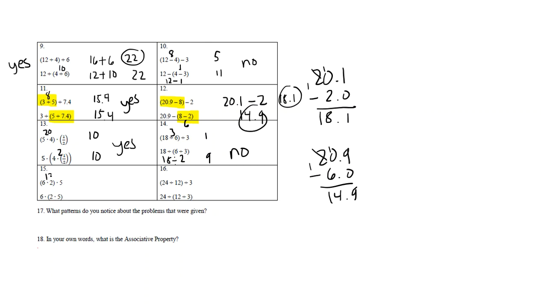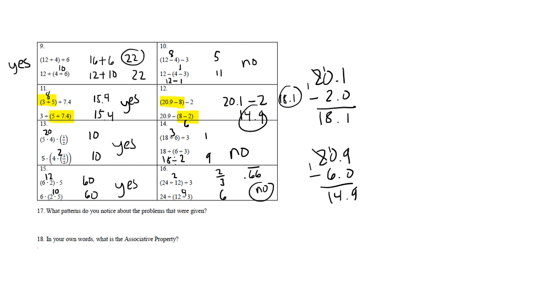6 times 2 is 12. 12 times 5 is 60. Or if we do 2 times 5 first, and then that would be 10. 10 times 6 is 60. Yes, equivalent. The last one, 24 divided by 12 is 2. 2 divided by 3 would be 2/3, or 0.66 repeating. If we associate with the 12 and the 3 first, so the 12 divided by 3 would be 4. 24 divided by 4 is 6. Okay, so these two are not equivalent.